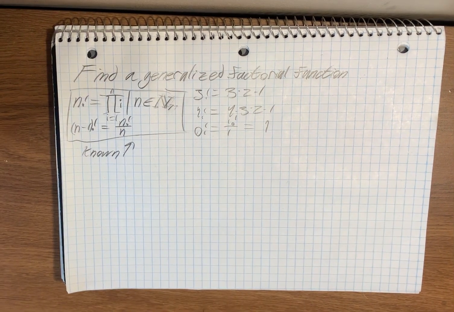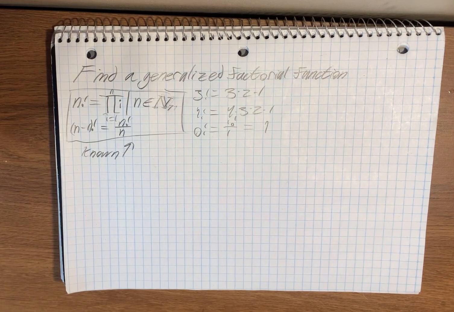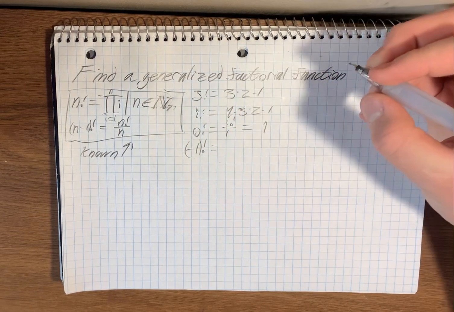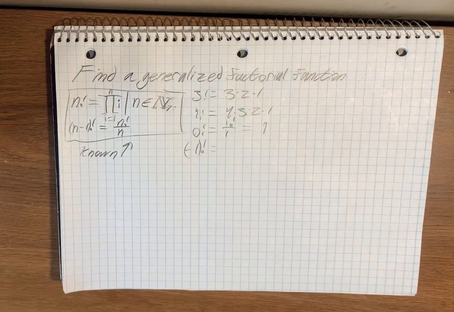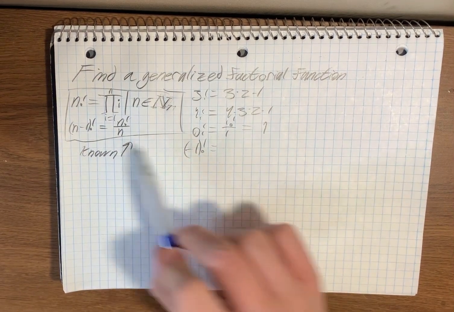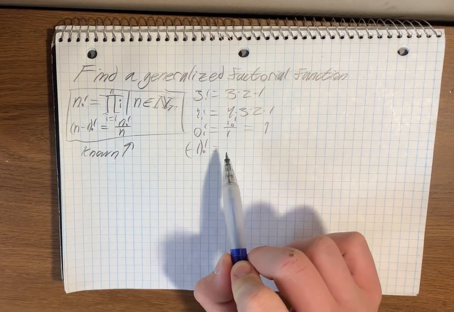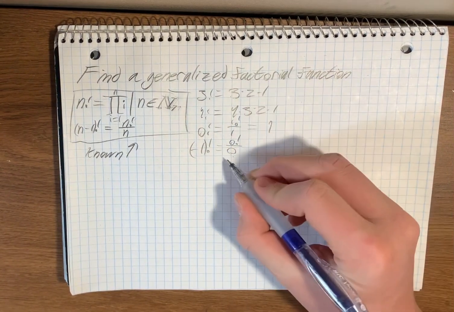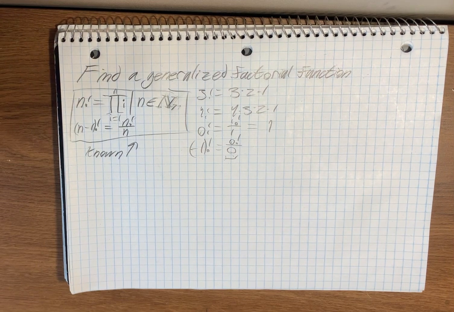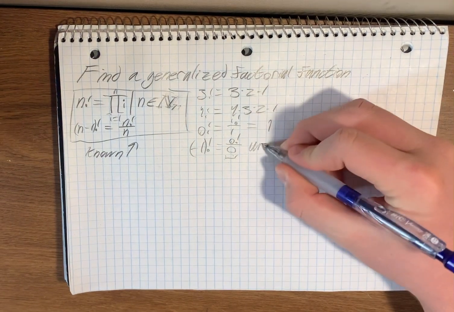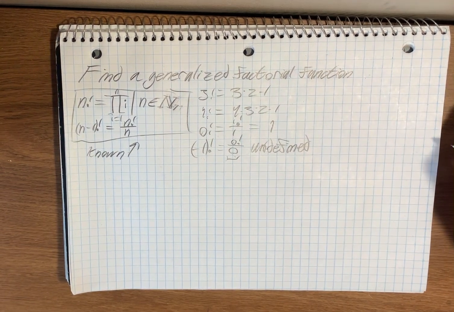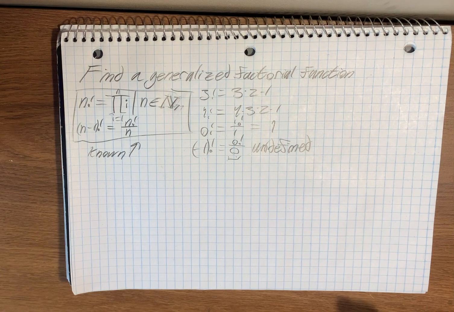So this is defined for positive integers and 0. What about negative integers? Well, if we try negative 1 factorial, we get 0 minus 1, so it's going to be 0 factorial over 0. And you can see the problem here. So this is undefined, but it is an asymptote, positive and negative infinity.